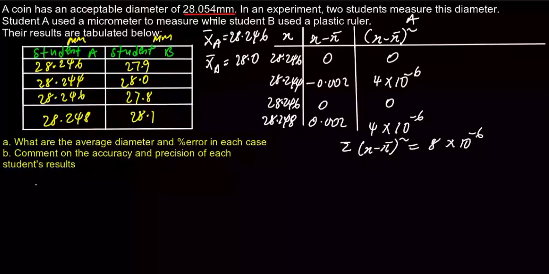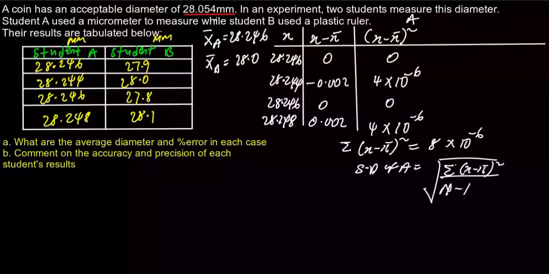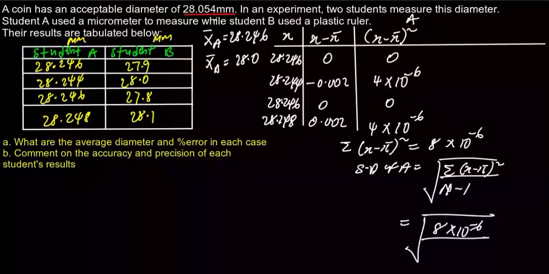So what's the standard deviation of A? That's the square root of summation x minus x bar squared all over n minus 1. Remember n minus 1 from my previous video, the link is in the description box. N minus 1 is for when the data is less than 30. So this gives me 8 times 10 raised to power minus 6 over 4 minus 1, that's 3. So the standard deviation of A is approximately 2 times 10 raised to power minus 3.